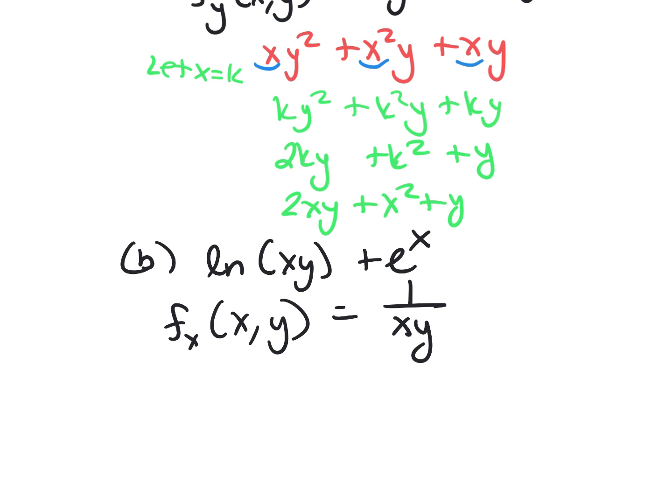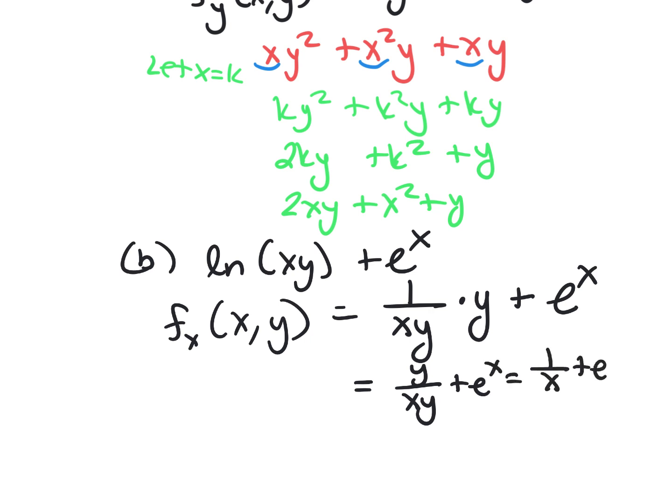So if I were doing the derivative of kx, it would just be k. So it's going to be times y, and then plus the derivative of e to the x. Again, we're doing it with respect to x, so x we're thinking of as a variable, so it would just be e to the x. Simplifying this, I have y over xy plus e to the x, which is 1 over x plus e to the x, because those y's are going to cancel.